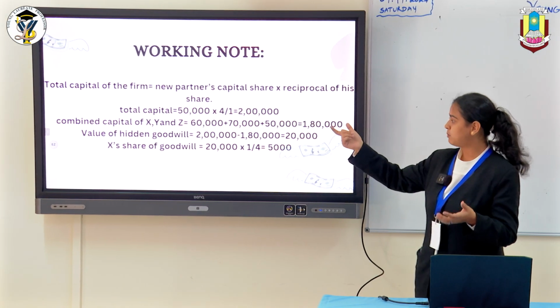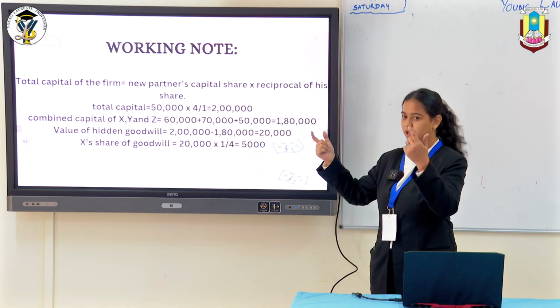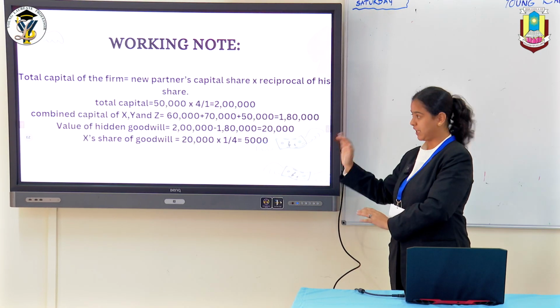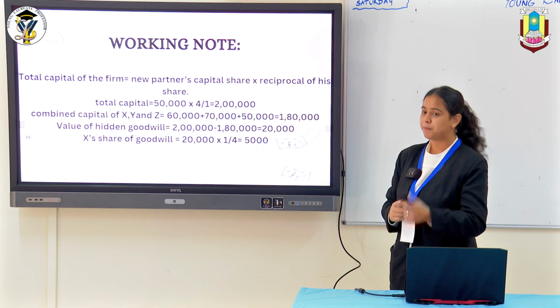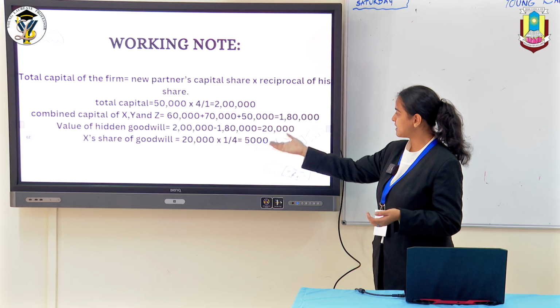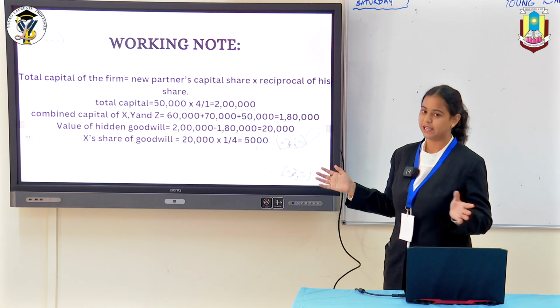So the new partner's capital is 50,000 and his share is 1/4. So we'll take the reciprocal of it, and we'll get 2 lakh. Now this is the expected capital. Then you have to find the combined capital of the incoming partner and the old partners. So that is 60,000 plus 70,000 plus 50,000, that is 1,80,000.